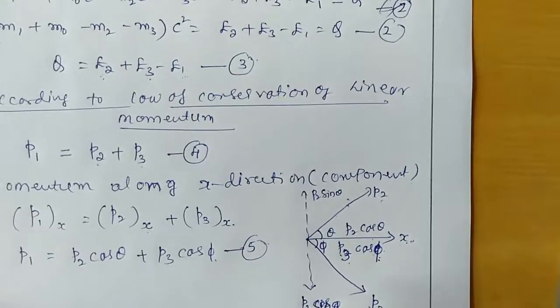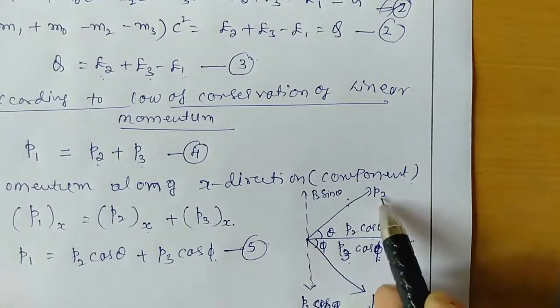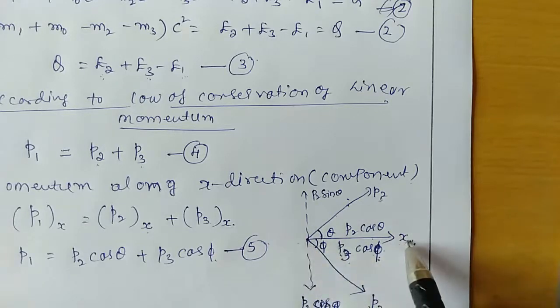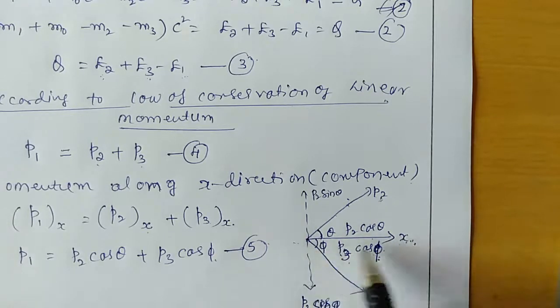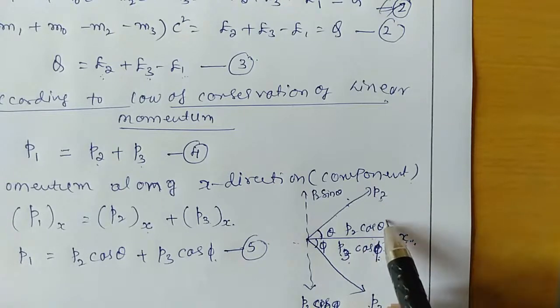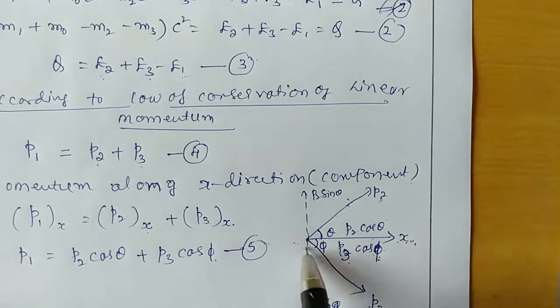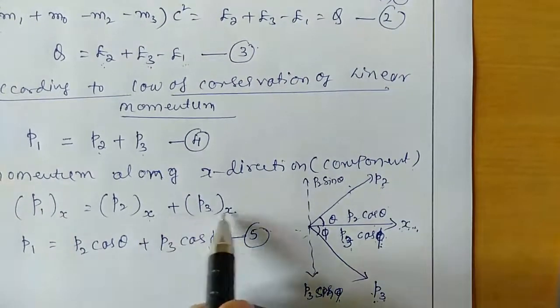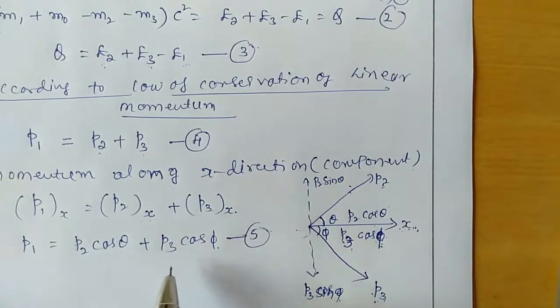Okay, hope you understood, students. So I have resolved this P2, that is the value of this vector P2 along x direction. Since P2 is making an angle theta with the x direction, the x component or the horizontal component of P2 is P2 cos theta, and this P3, that is the residual nucleus, is making an angle of pi with the x direction. So I'll write the horizontal component of P3, that is the linear momentum of the residual nucleus, as P3 cos pi, and its vertical component will be P3 sin pi. Okay, now here we need only the x component, so therefore we have substituted only the x component.